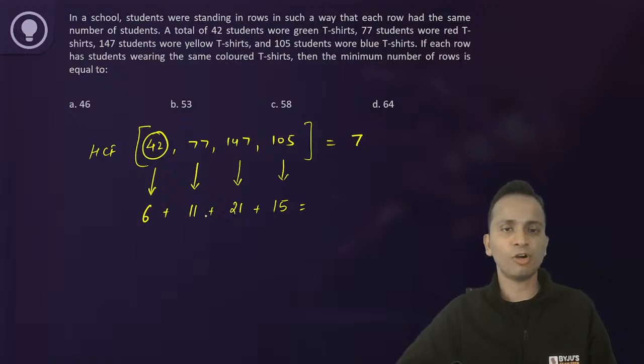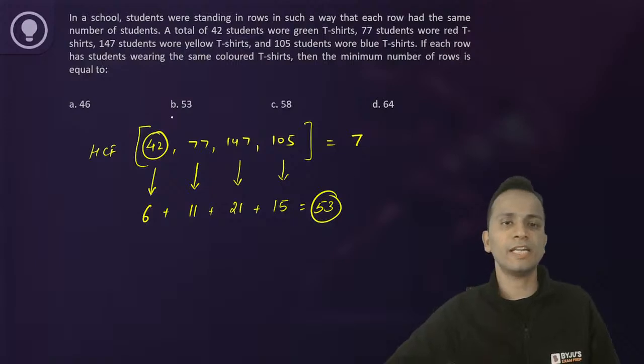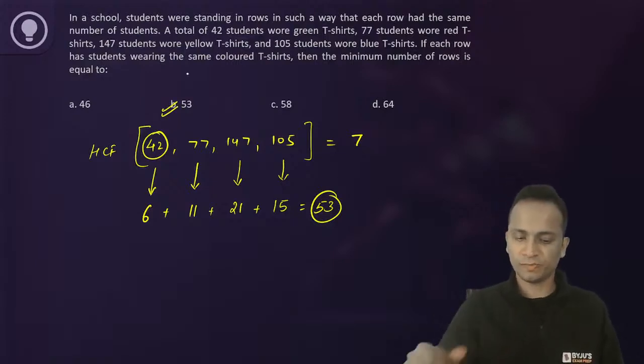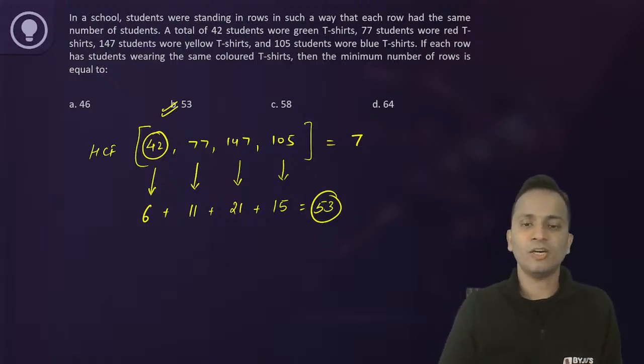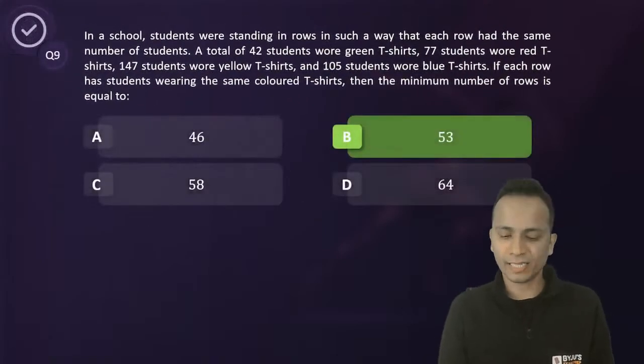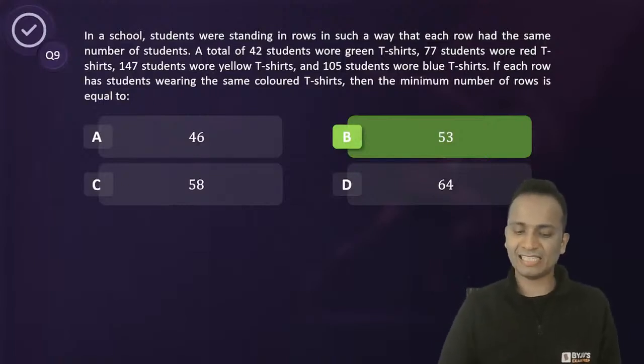Okay, so 30, 40, 47, 53. 53 is the correct answer of this question. All right. So correct answer here is 53, option B. And yes, it is the correct answer. A lot of you have given this as the correct answer.